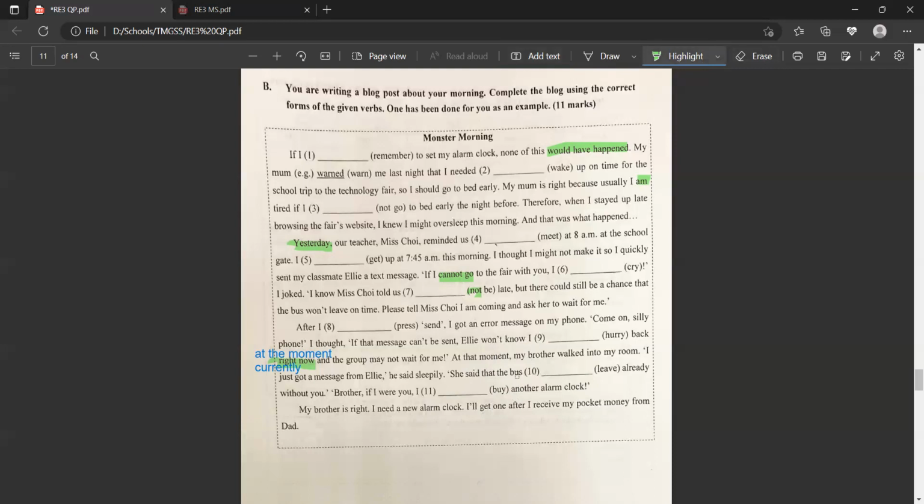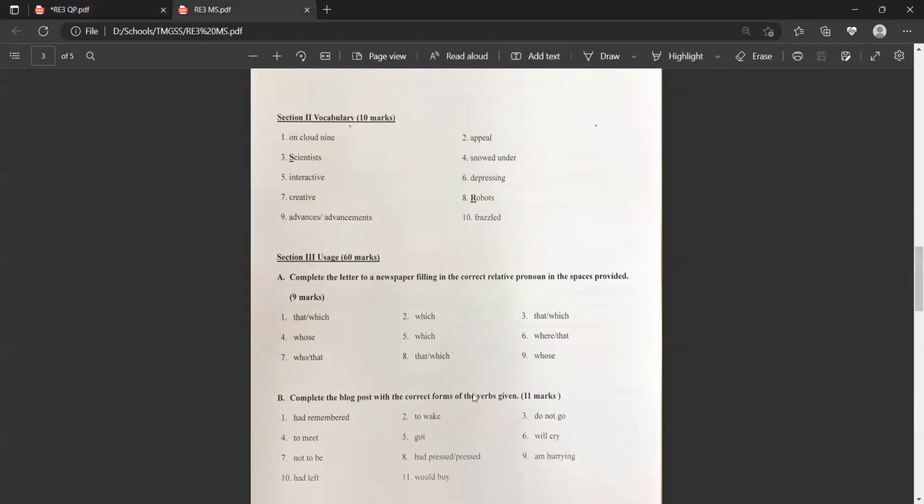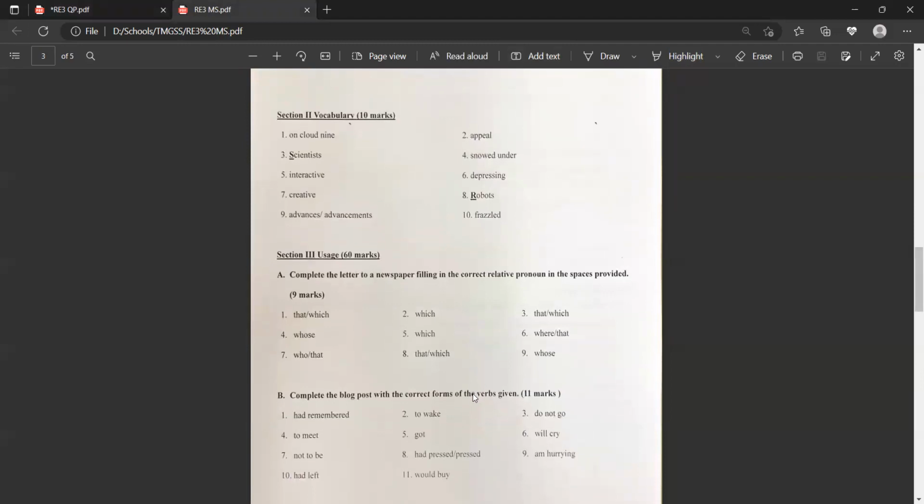The bus already had left without you. If I were you, I would buy. Okay? So I show you the answers first. See if you have any problems.